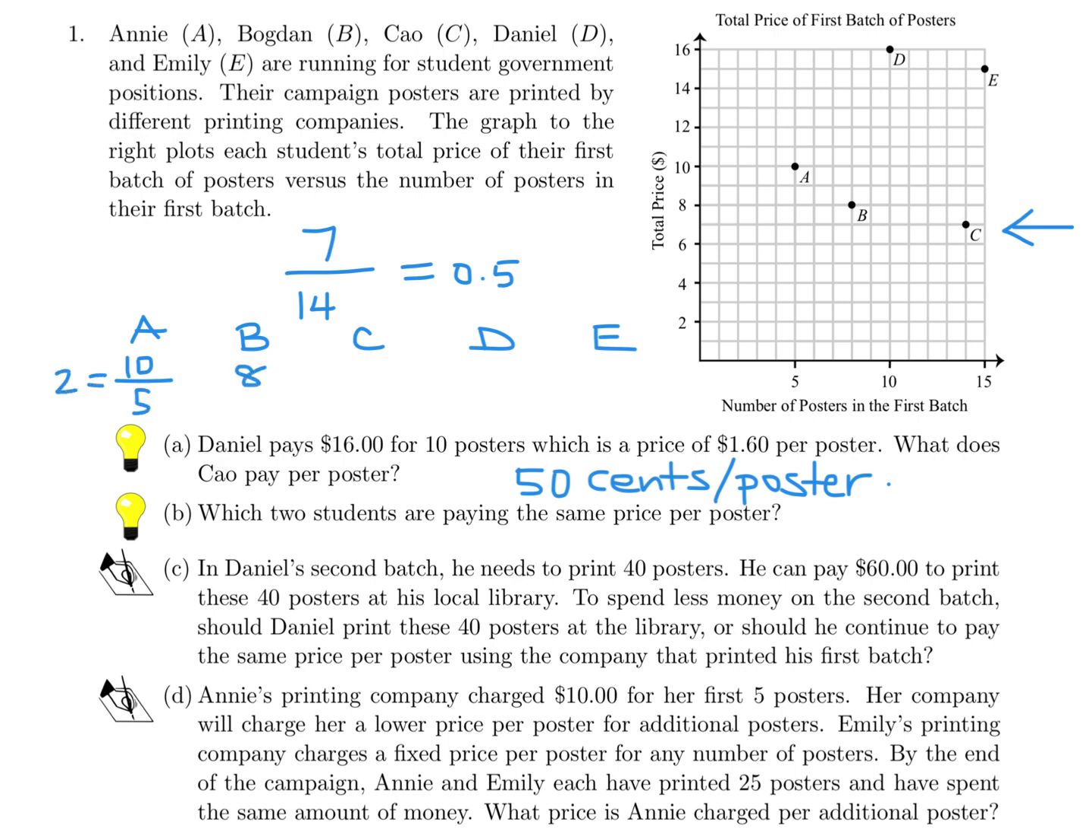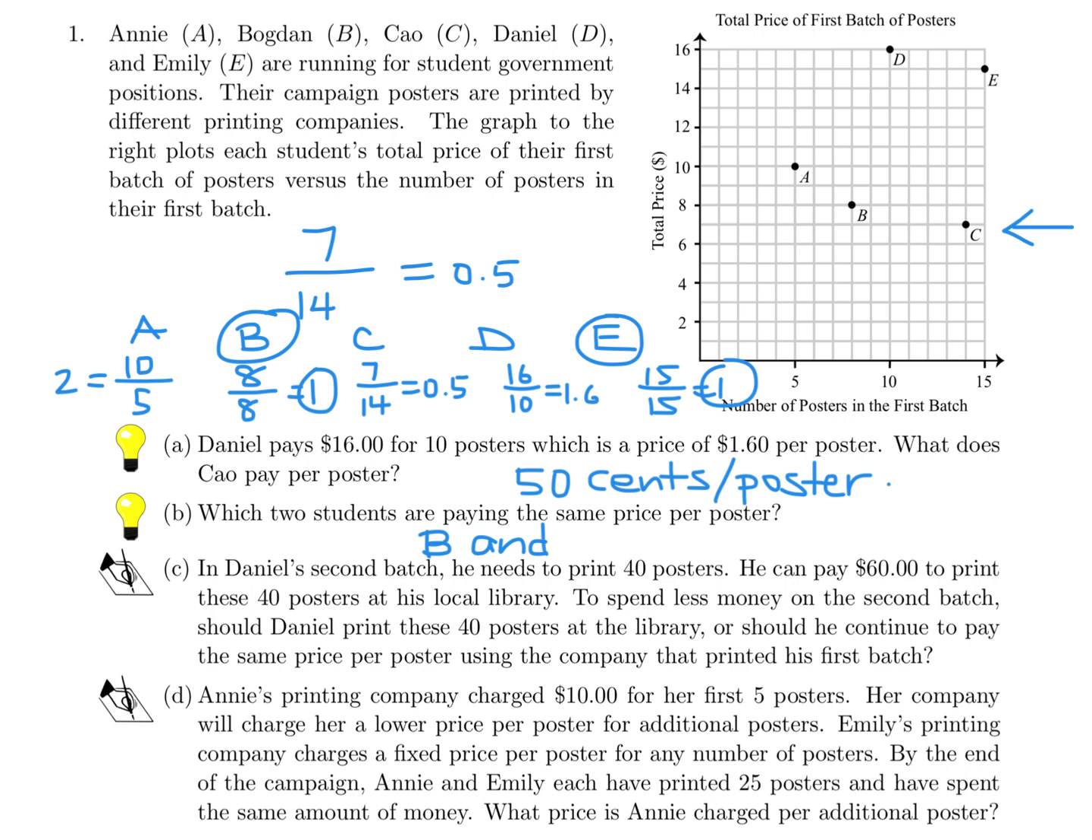Okay, so B looks like 8 over 8, which is $1. C is 7 over 14, which is what I just did, 0.5. D is 16 over 10, which is basically explained in part A. And E is 15 over 15, which is $1. So this guy is $1 and E is $1. So B and E, those two students, are the ones that have the same price per poster.